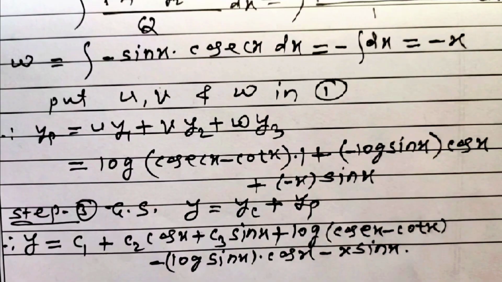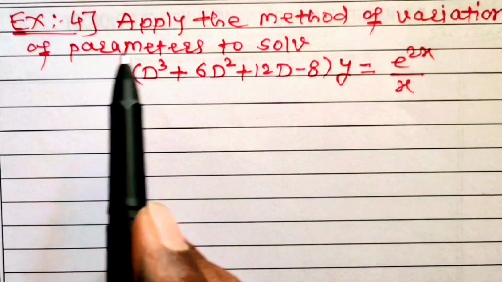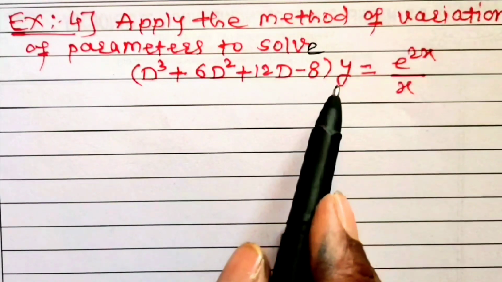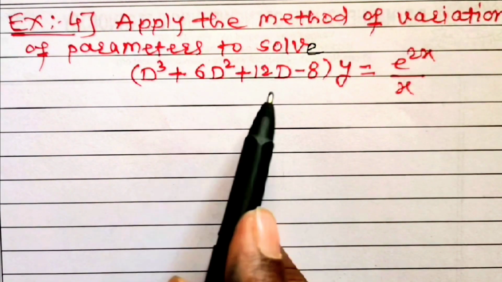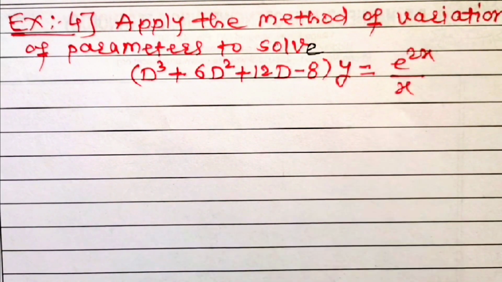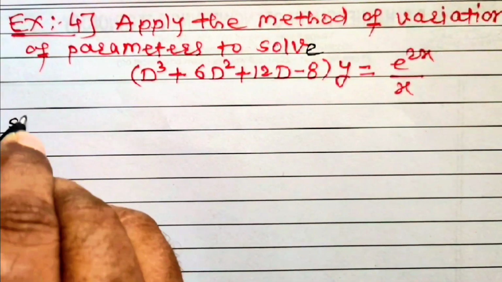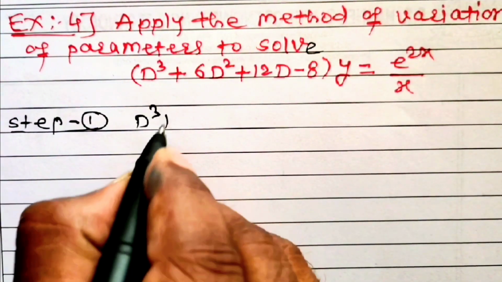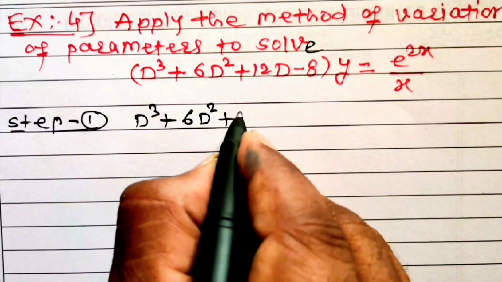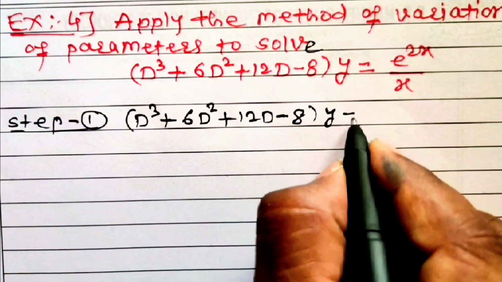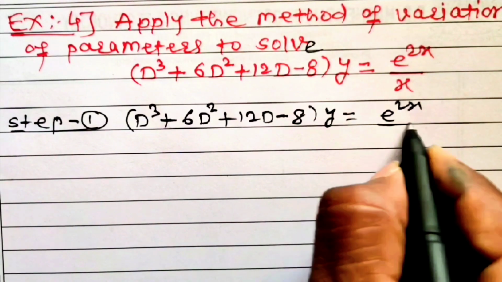Let us solve one more sum. This is sum number 4. Apply the method of variation of parameters to solve this differential equation: D cube plus 6D square plus 12D minus 8 y is equal to e to the power 2x upon x. So step number 1, write the given differential equation as it is. D cube plus 6D square plus 12D minus 8 y is equal to e to the power 2x divided by x.